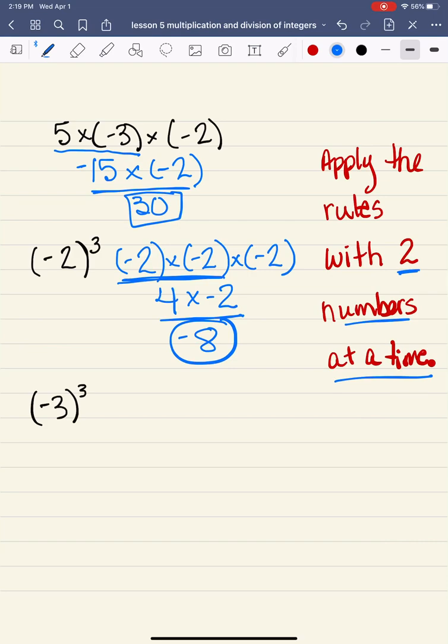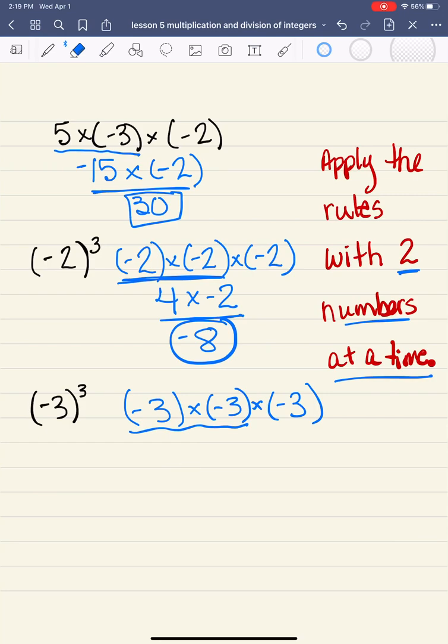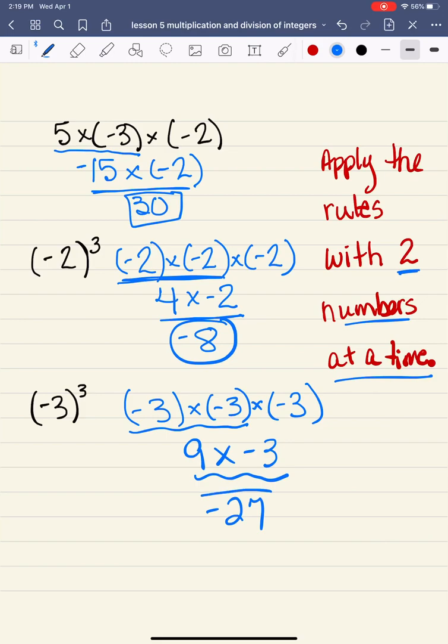Okay, this third problem here, I'll write that out, -3 times -3 times -3. The first two numbers, the signs are the same, so it's positive 9. And then multiplying that by -3 would be -27. So the first two, the signs were the same, that's why it was positive 9. Then multiplying it by a negative, the signs were different, so -27.